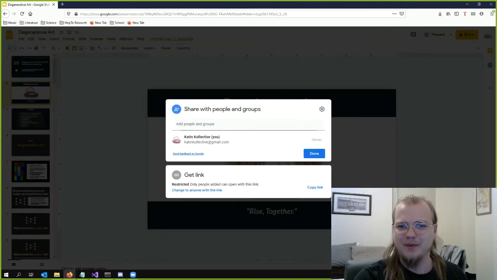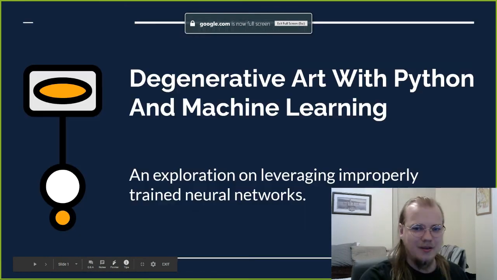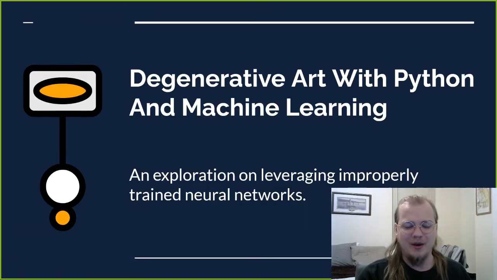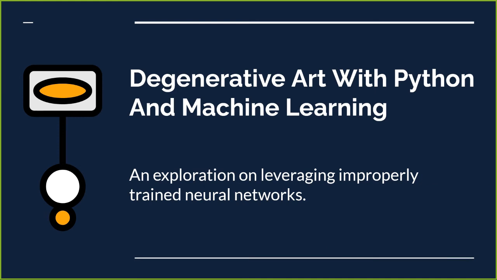I am Cody Hatfield. I am a part of the Katin Kollective, and I'm here to talk to you about a little thing that we came up with called Degenerative Art using Python and machine learning. This is going to be an exploration on leveraging improperly trained neural networks so that we can get them to do some pretty cool things.